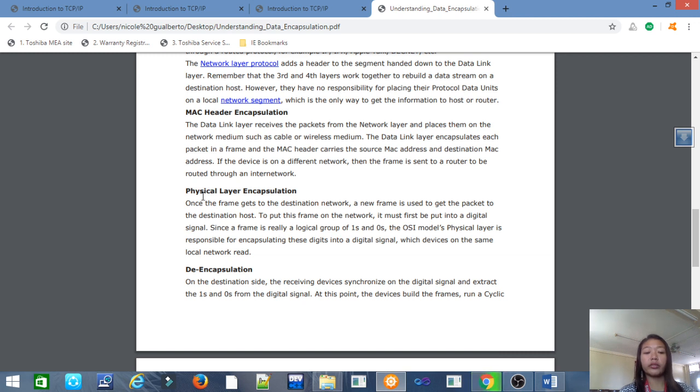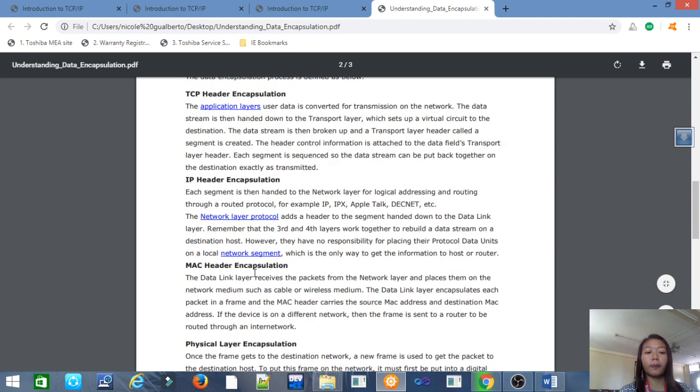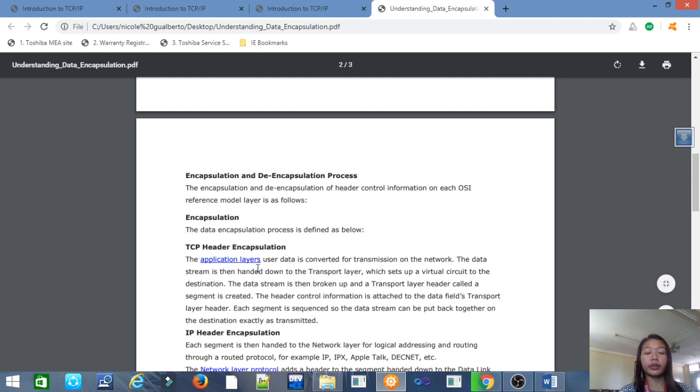So again, we have different kinds of encapsulation: first, physical layer encapsulation, MAC header encapsulation, IP header encapsulation, then the TCP header encapsulation.